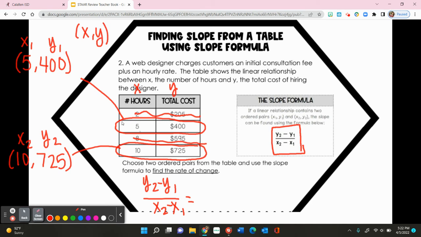So now we're going to substitute this information into our formula. Now, if you're given a table and you don't want to necessarily pull the points out, since this is your x column, this is x1, y1, this is x2, y2. So for y2 here, I have 725 minus y1, which is 400, over x2, which is 10, minus x1, which is 5.